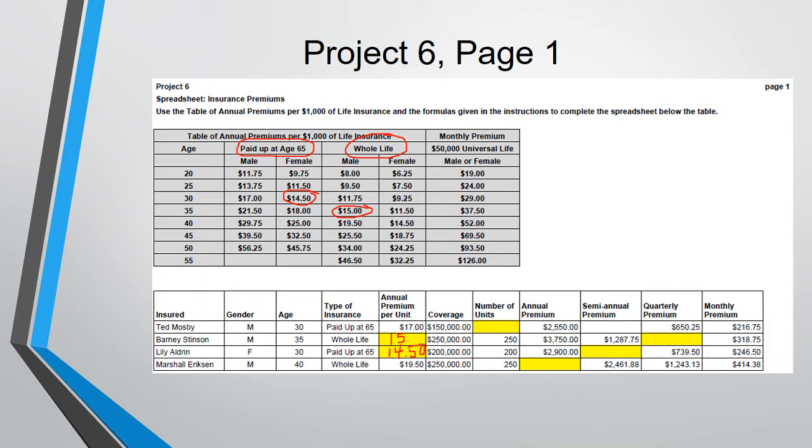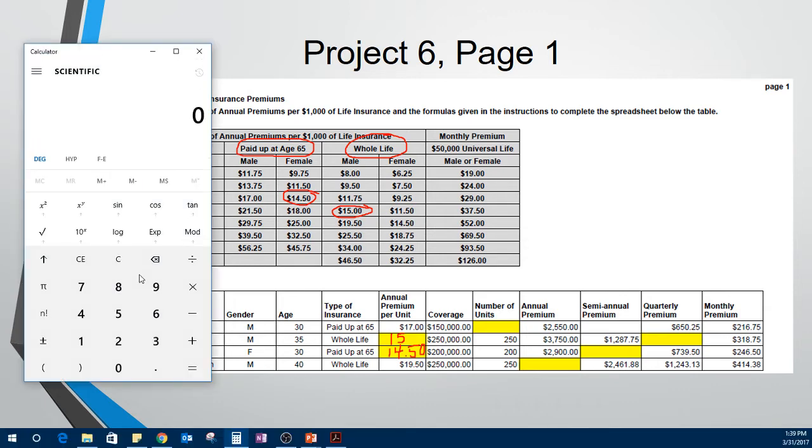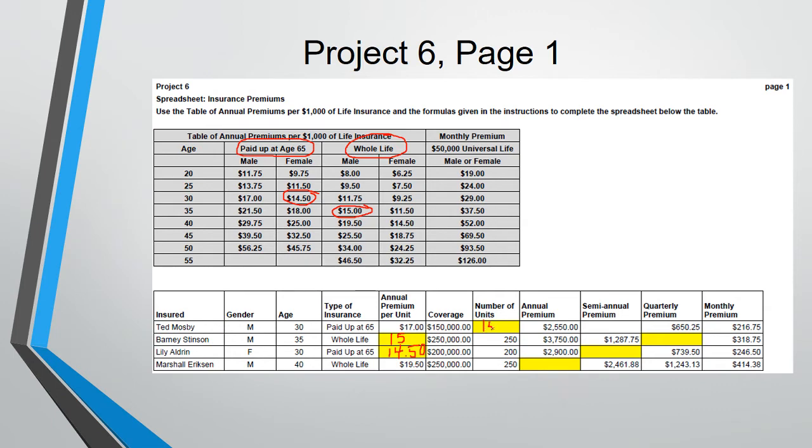Alright, now we are going to do the number of units. To find the number of units, what you're going to do is take the annual premium and divide by the annual premium per unit. So for number 1, the annual premium is $2,550, so we type that in here. 2,550 divided by the annual premium per unit, which is $17. So we get 150 units. So we're going to type in 150 in here.